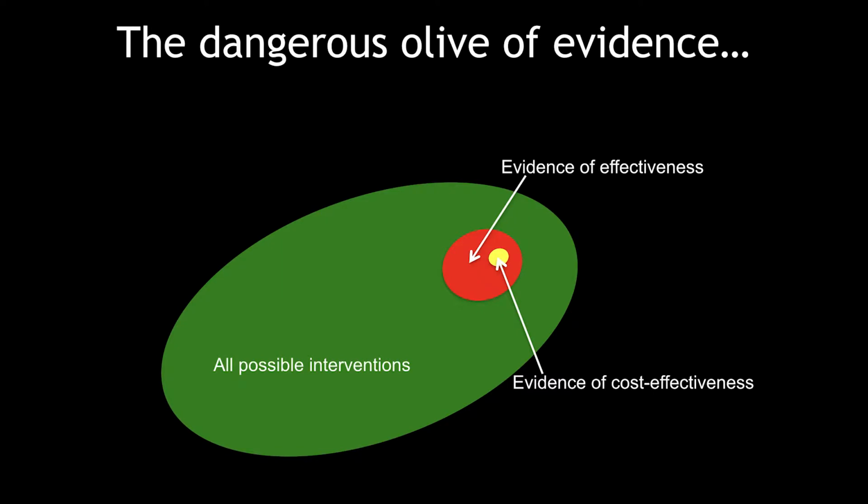The olive is stuffed with a pepper, and the pepper is the subset of those interventions for which we've got some evidence of effectiveness. And the pepper is stuffed with a very small piece of garlic, and the garlic represents the interventions for which we have evidence of effectiveness, for which we also have evidence of cost effectiveness. Now, in cash-strapped times, common sense would tell us that the obvious place to focus in this olive of evidence is on the garlic, the things that we know are cost effective. But this is a dangerous olive because focusing there carries risks.